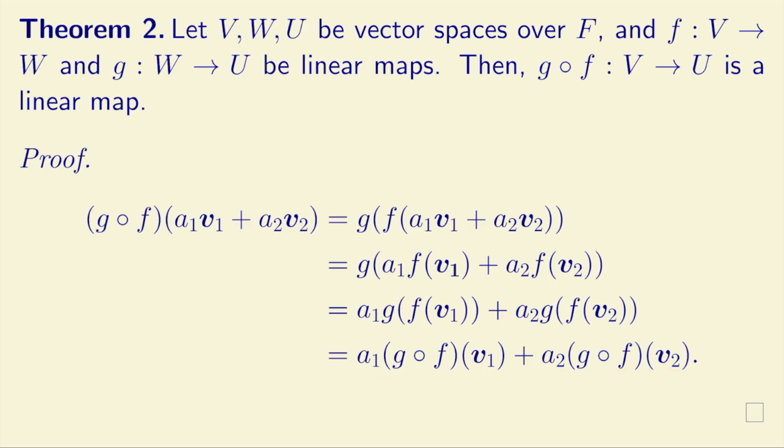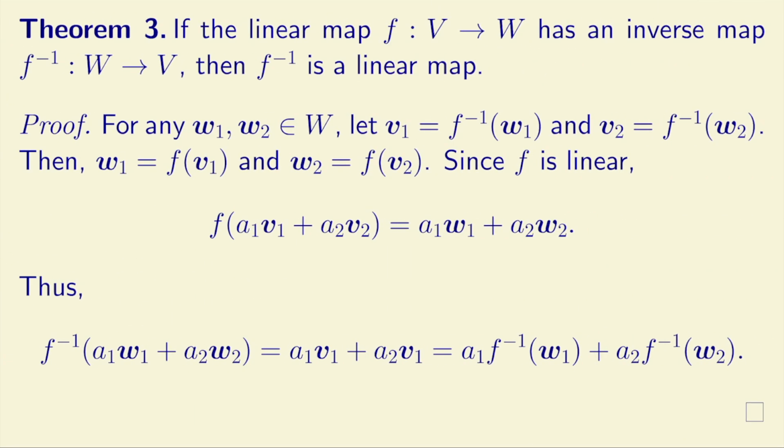Here's another important one, Theorem 3. If a linear map f has an inverse, then its inverse, F inverse, is also a linear map. That's not obvious. How do they prove that?